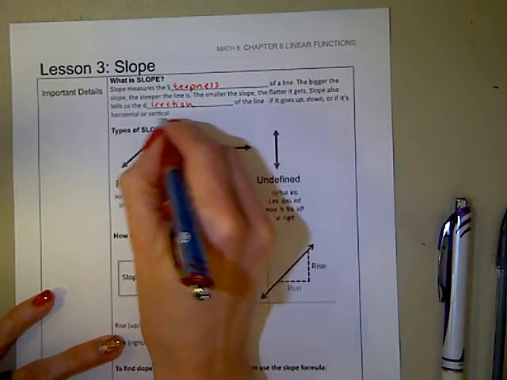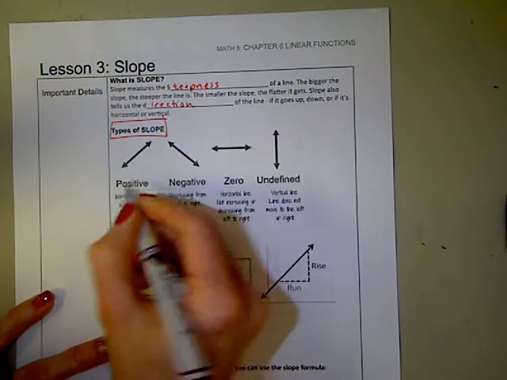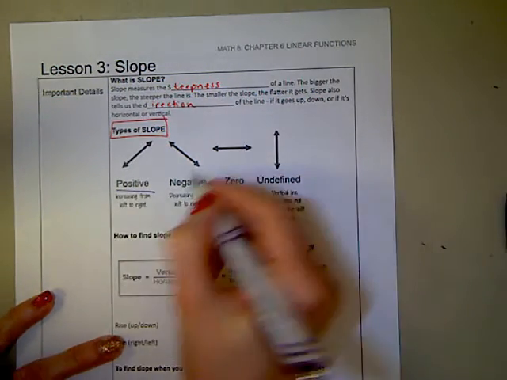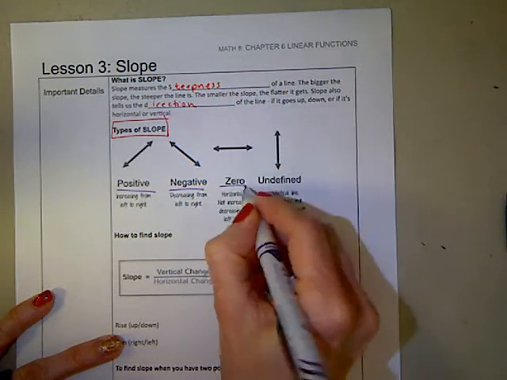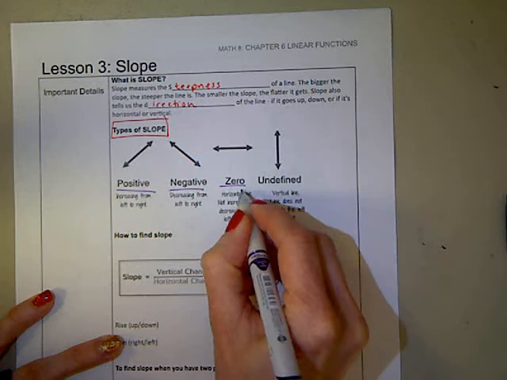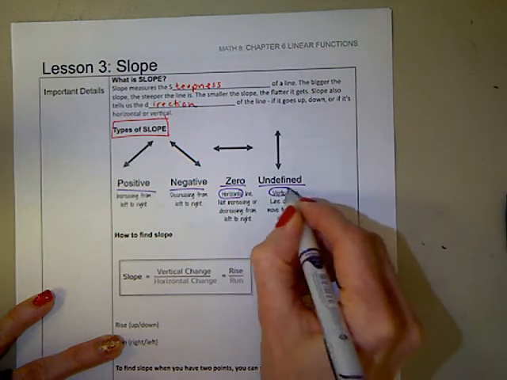So we have 4 types of slope. We have a positive slope, which increases from left to right, a negative slope, which decreases from left to right, a zero slope, which is a horizontal line, and an undefined slope, which is a vertical line.